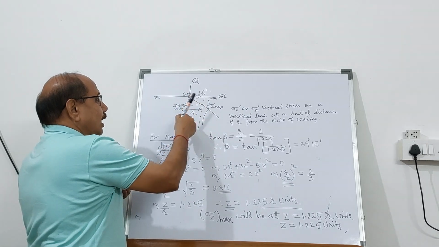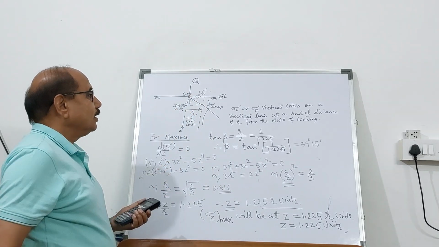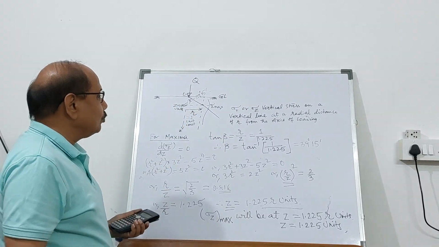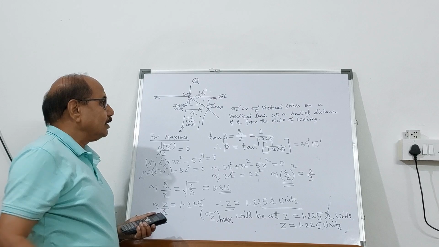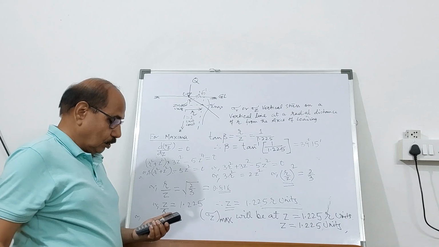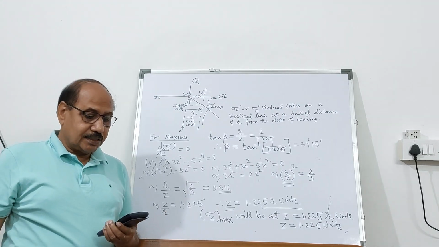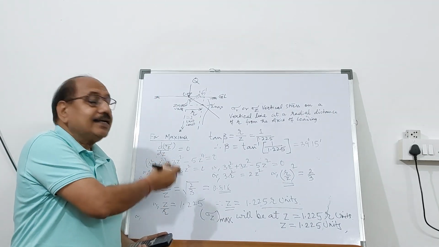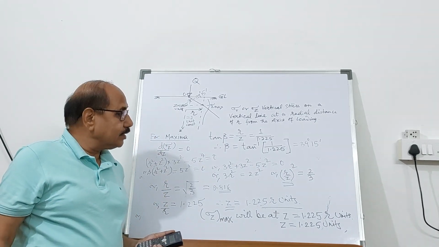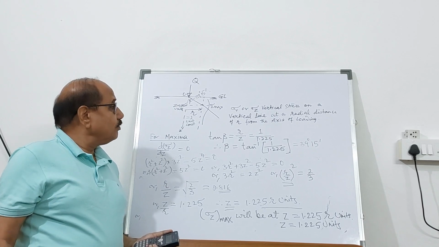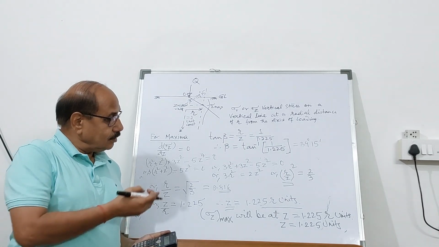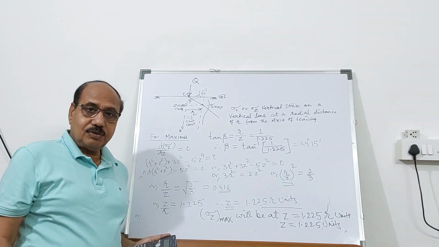At this angle, you will be cutting the maximum value of sigma z, and sigma z at maximum value will be at z equal to 1.225 units. This is how theoretically we can calculate in a simpler way. In the next video, we will try to solve some of the examples on this. Then things will be more clear. Thank you.